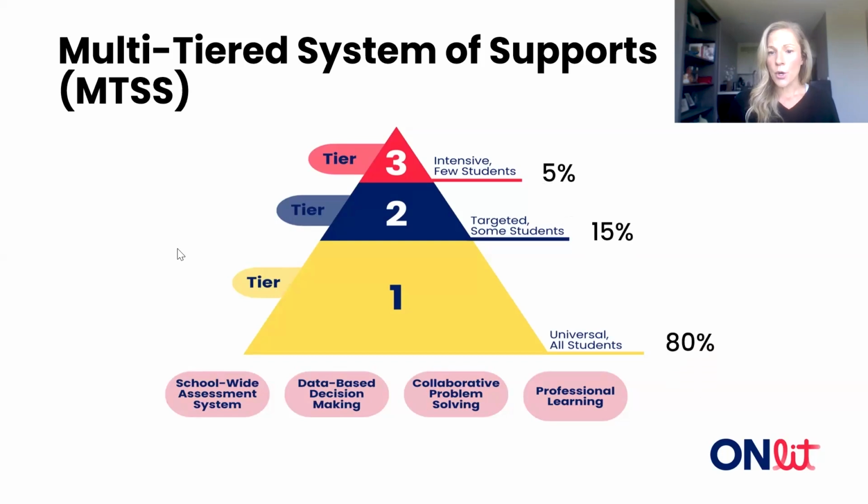It is important to note that visual representations of this model often have percentages associated with them. These percentages stated here refer to the number of students reaching benchmark with these supports, not just the number of students we would expect to develop reading proficiency. We don't expect 80% of students to become proficient readers. We expect 100% of students to become proficient readers.